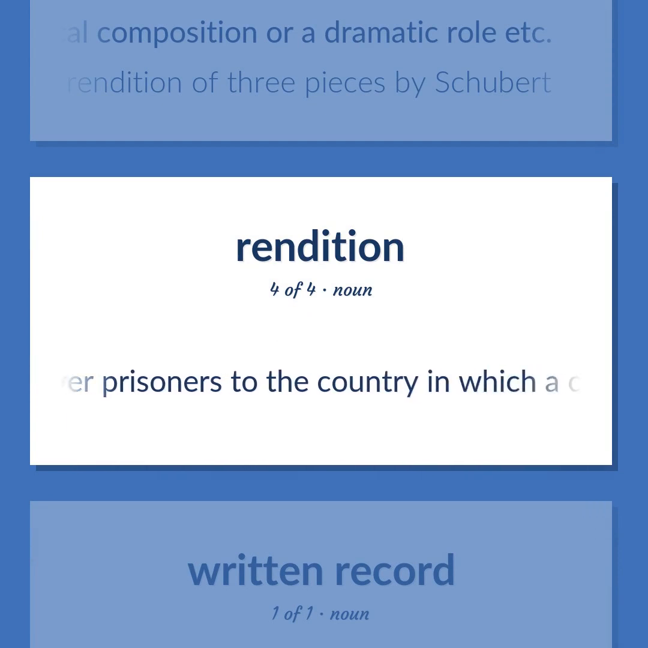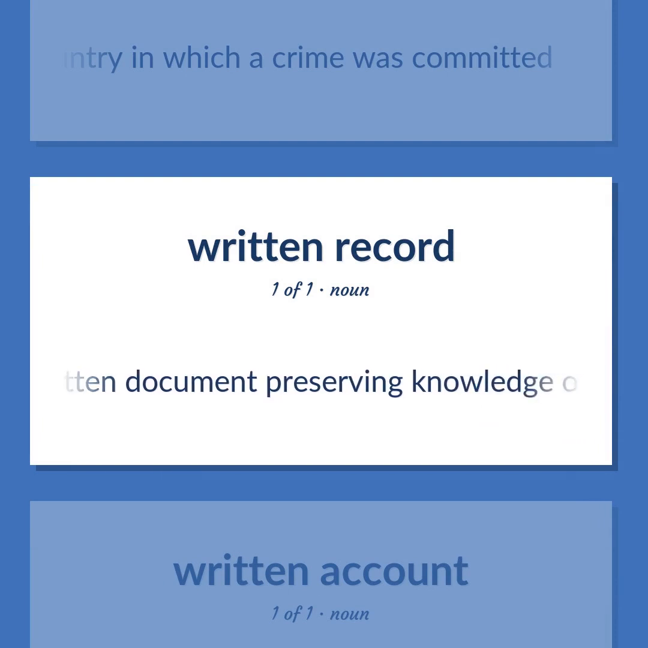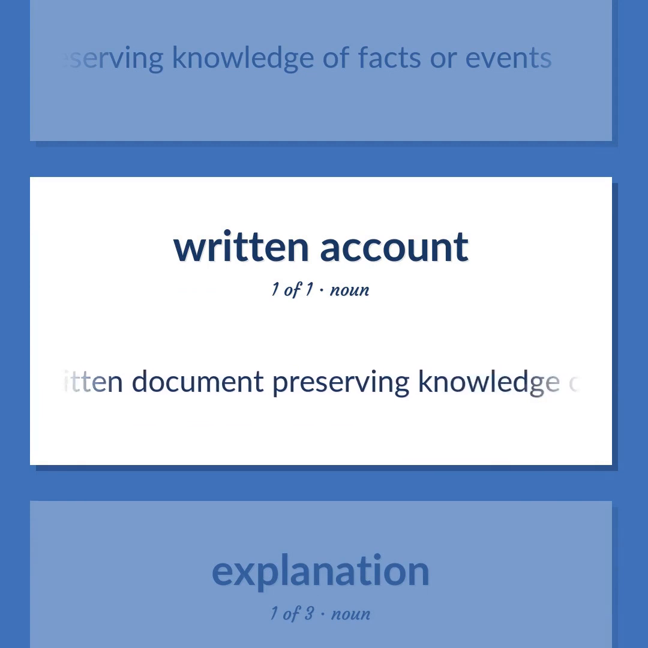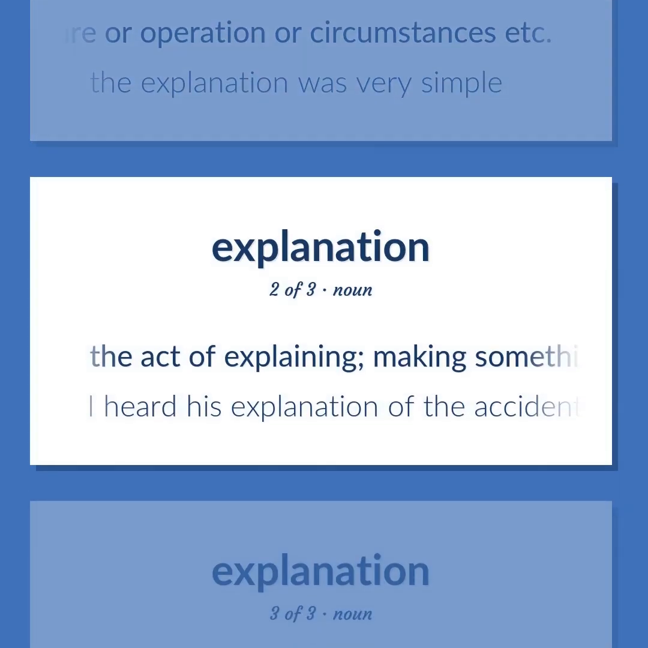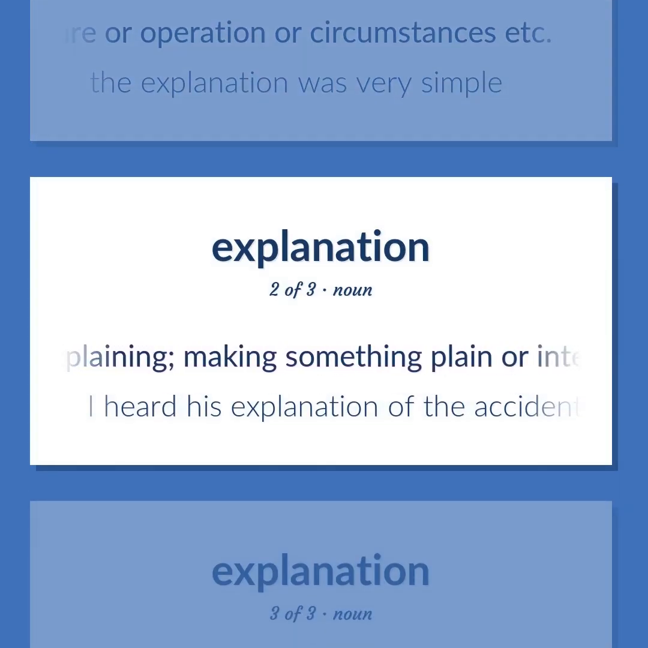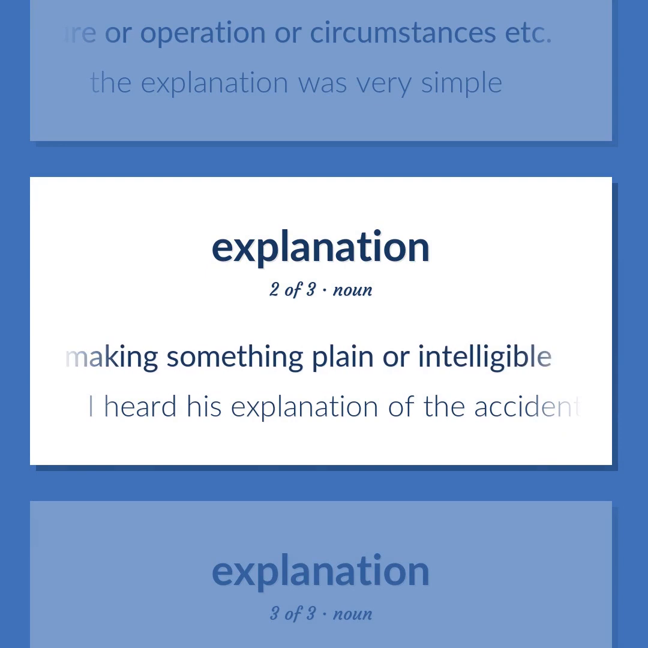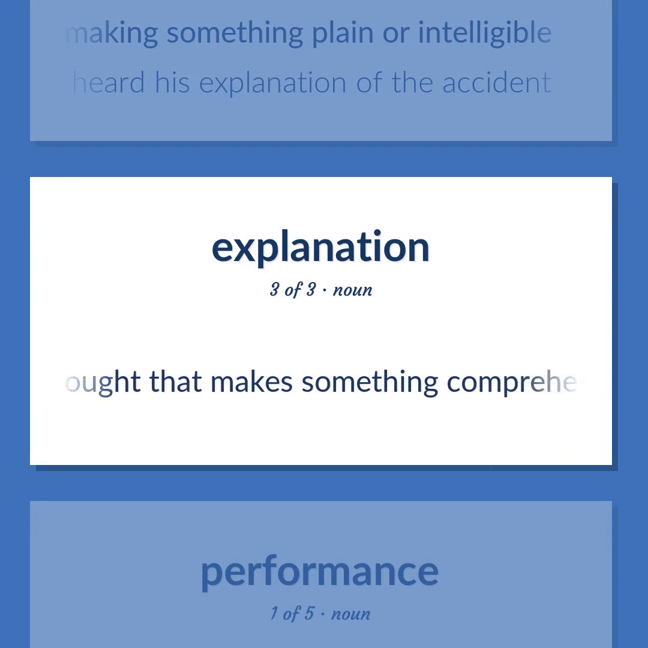Handing over prisoners to the country in which a crime was committed. A written document preserving knowledge of facts or events. A statement that makes something comprehensible by describing the relevant structure or operation or circumstances, etc. The explanation was very simple. The act of explaining, making something plain or intelligible. I heard his explanation of the accident. Thought that makes something comprehensible.